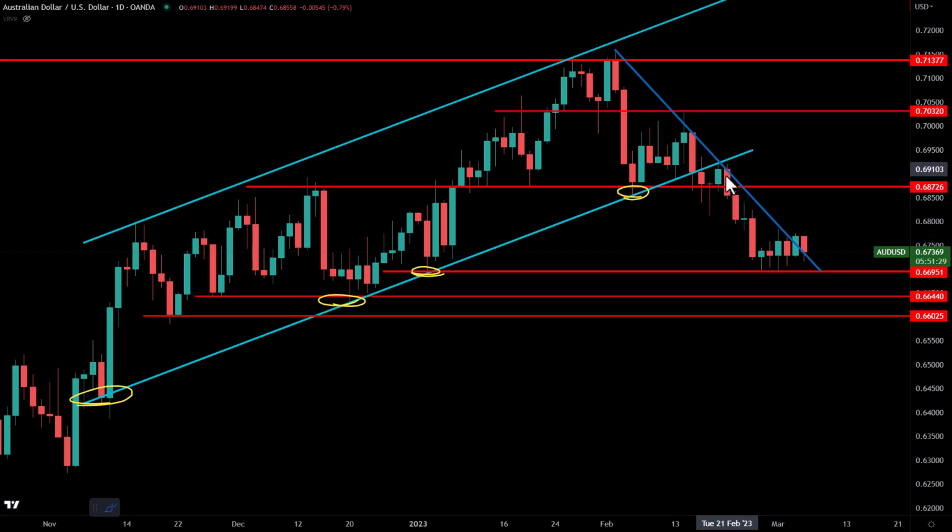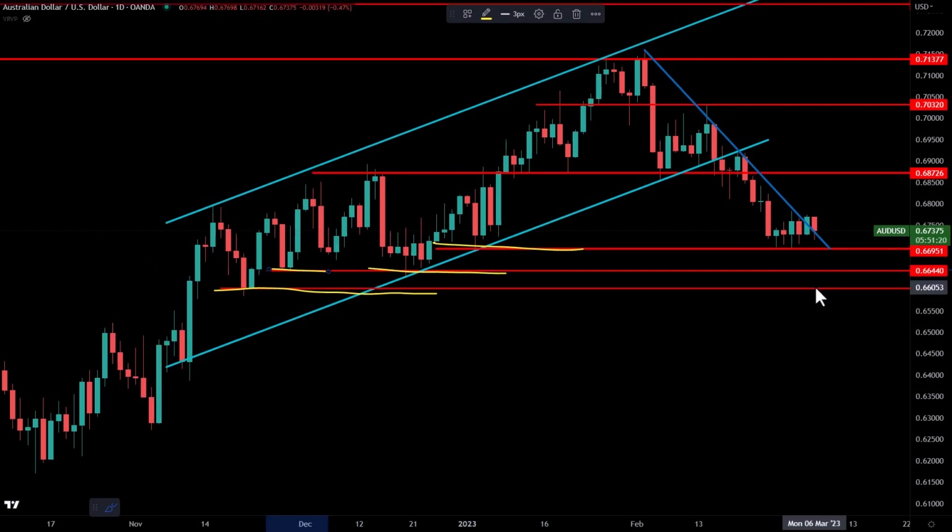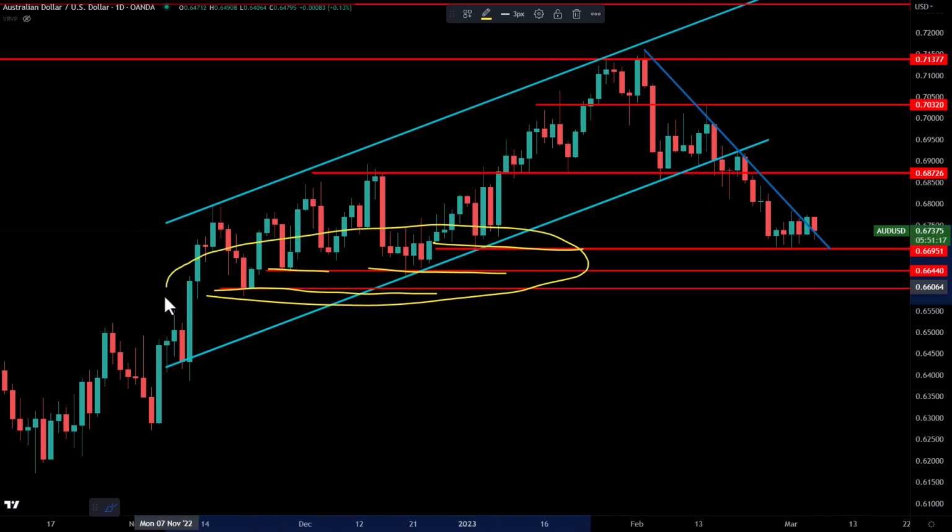So we've had the move lower. We got the retest of the very top of this range from back here. So all of these are going to be supports for the Australian dollar over the coming weeks, just because we do have so many lows in this area.